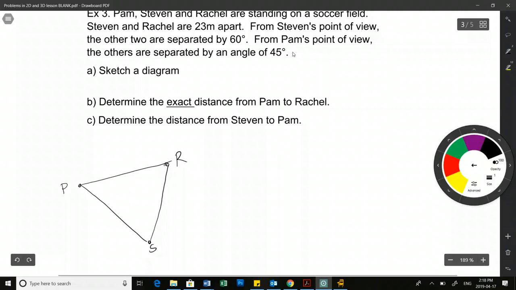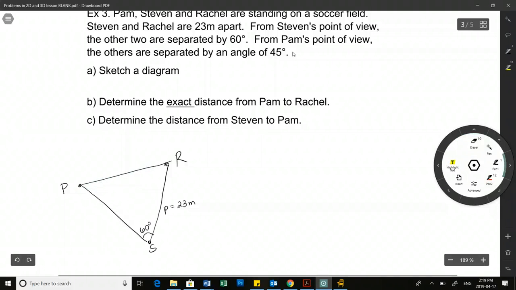So we have Pam, Stephen, and Rachel. We know that Stephen and Rachel are 23 meters apart. So that's side little p, because it's across from angle P. From Stephen's point of view, if I'm Stephen and I look from Pam to Rachel, my angle at me is 60 degrees. So the angle at Stephen when he looks across from Pam all the way to Rachel forms an angle of 60 degrees inside there.